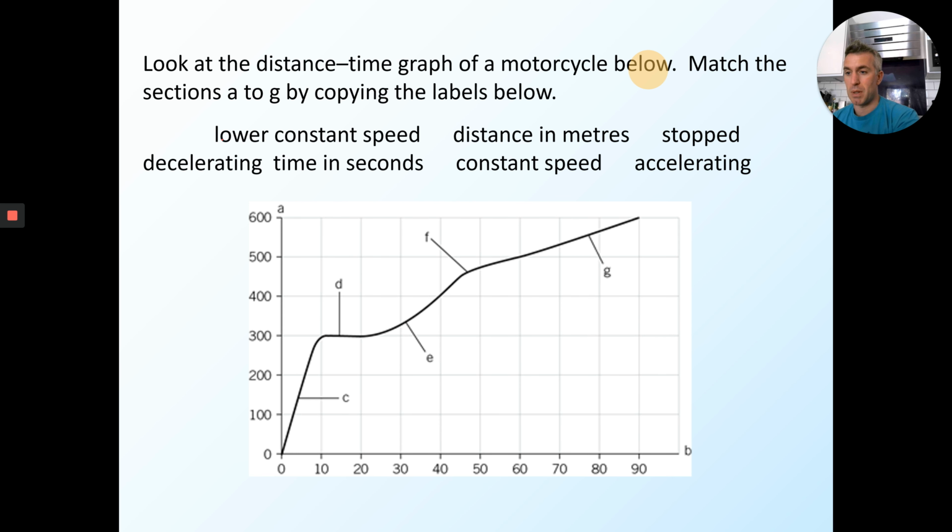Lower constant speed, distance in meters, stopped, decelerating, time in seconds, constant speed, and accelerating. And then just write the answer behind. Then write the letter to match it.